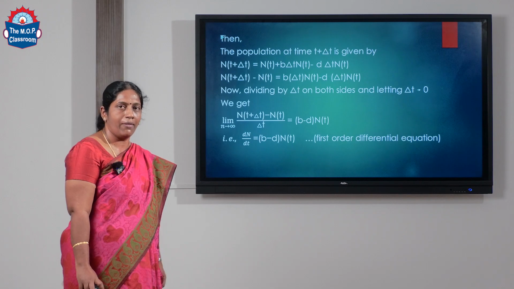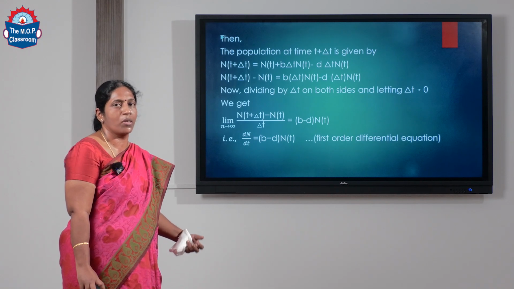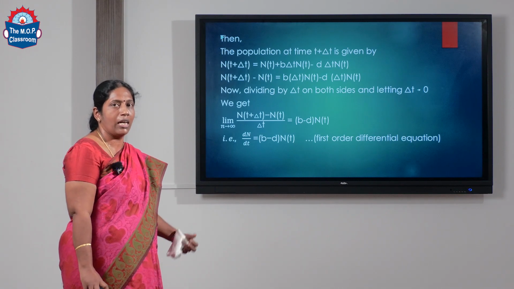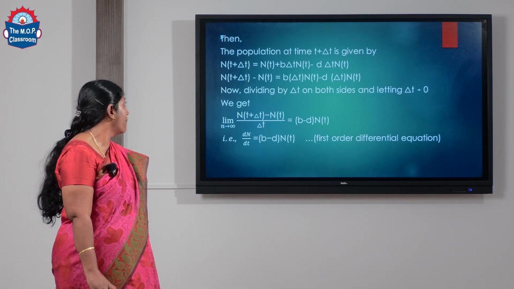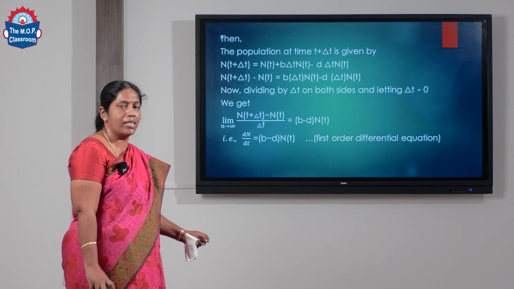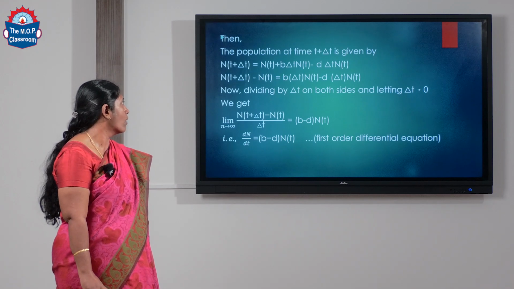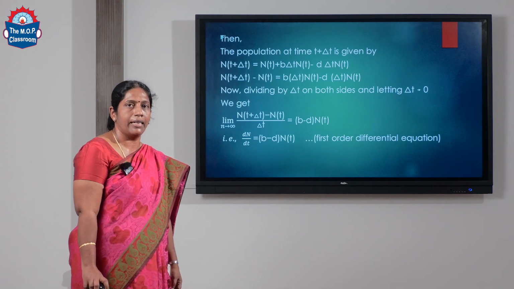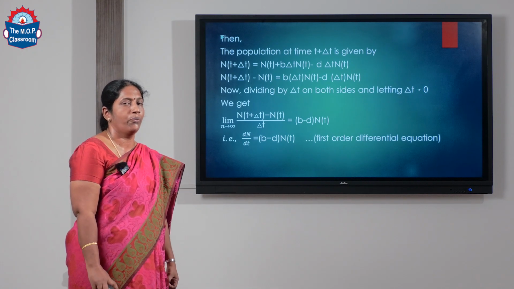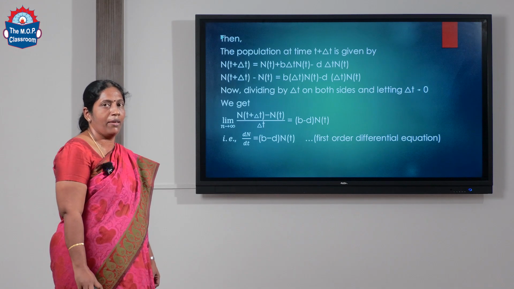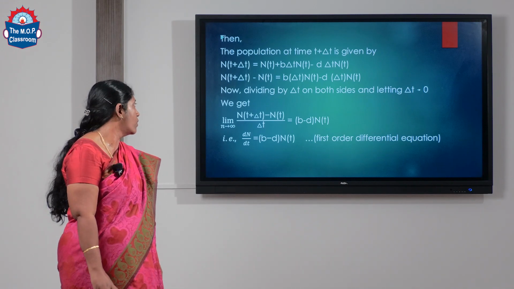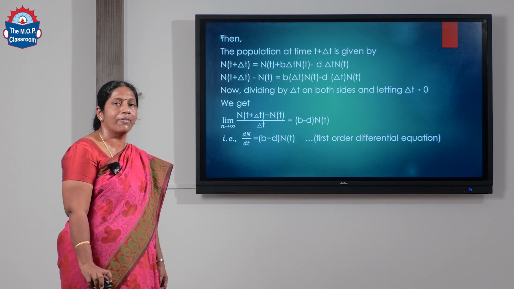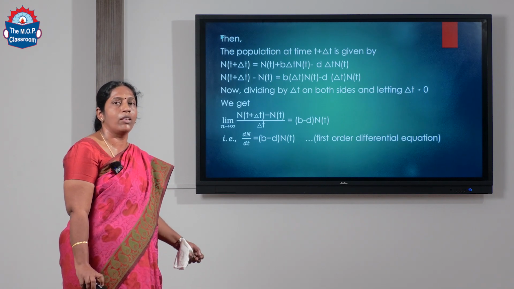Now this equation can be modeled as a differential equation. N(t) can be taken to the other side, so we have N(t + Δt) − N(t) = bΔt N(t) − dΔt N(t). Dividing both sides by delta t and letting delta t tend to 0, we arrive at the differential equation dN/dt = (b − d) N(t), which is a basic first order differential equation governing the simple population growth model.